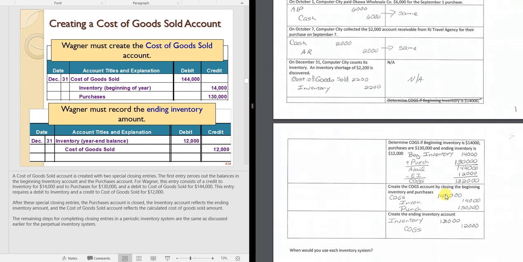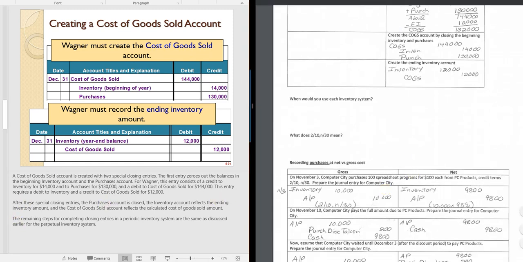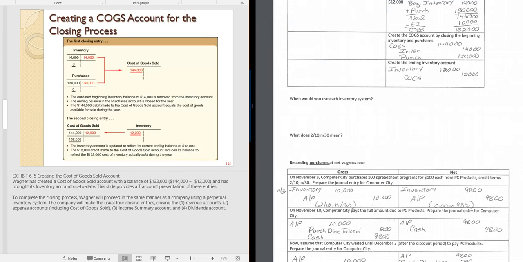But now obviously that's too much because I haven't sold some. There's only 2 things that can happen to goods. It's either sold or not sold. So I'm going to take out the portion that's not sold and throw it back into inventory. If you made a T account of cost of goods sold, remember it's an expense. So I debited it for 144,000 and I credited it for 12,000. I net the 2 and it now has 132,000 in it. So there's your journal entries for your periodic system.